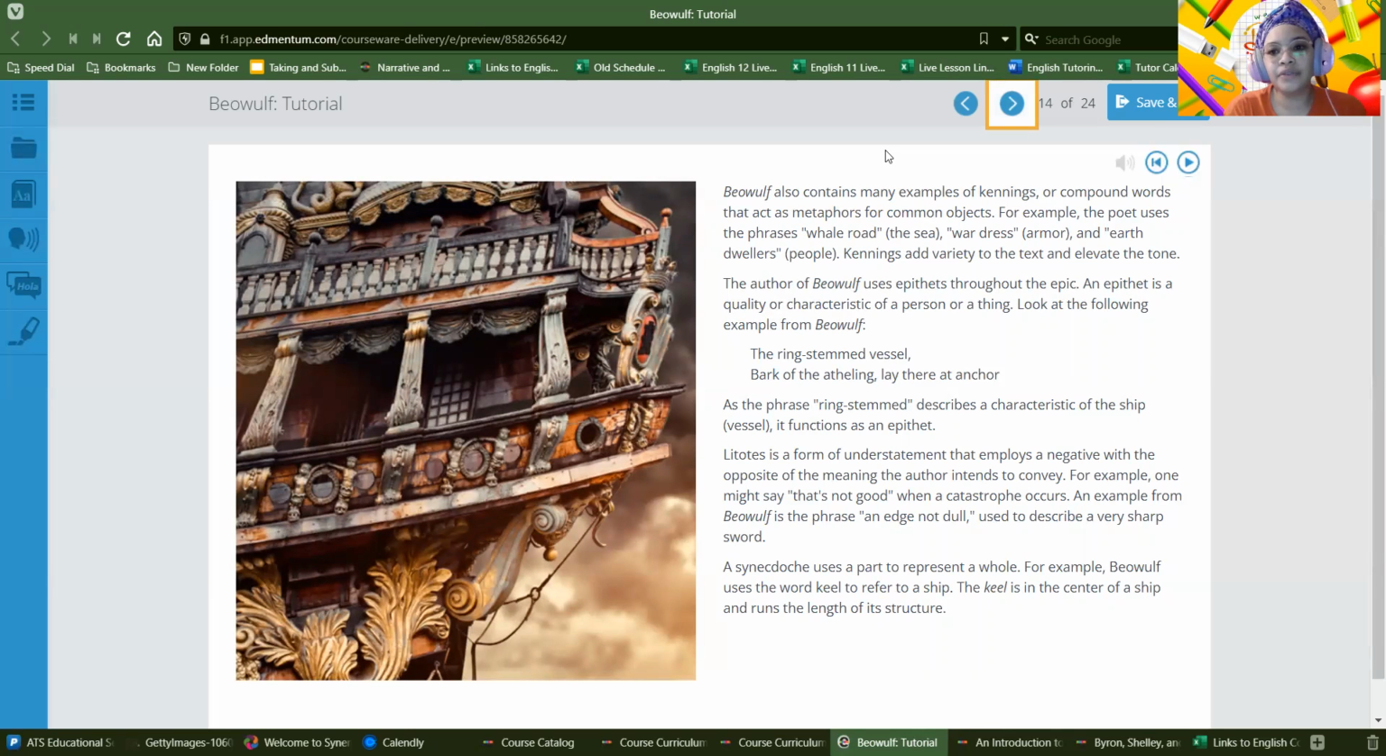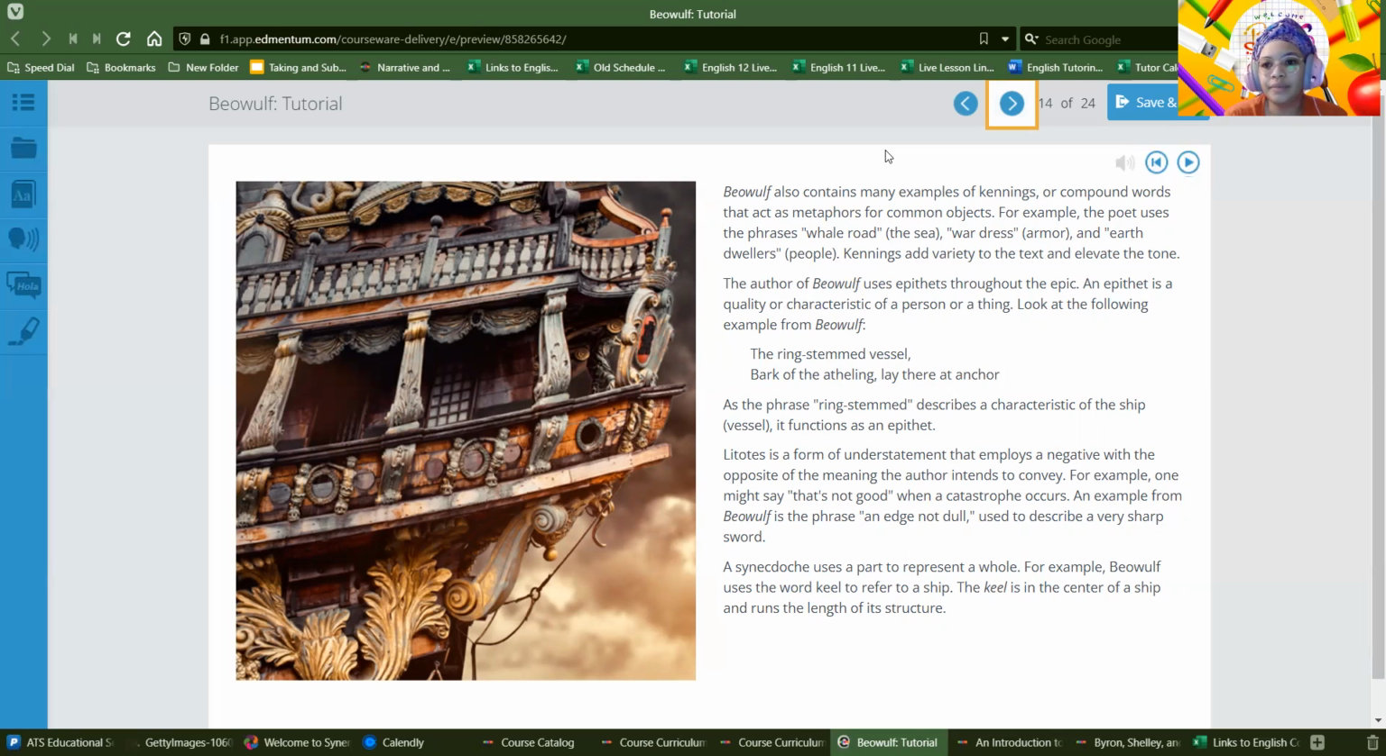So the example they give you from Beowulf here is "the ring-stemmed vessel, bark of the atheling, lay there at anchor." Here, the epithet is ring-stemmed. It's a characteristic of the ship. So instead of calling it a ship, they call it a ring-stemmed vessel.